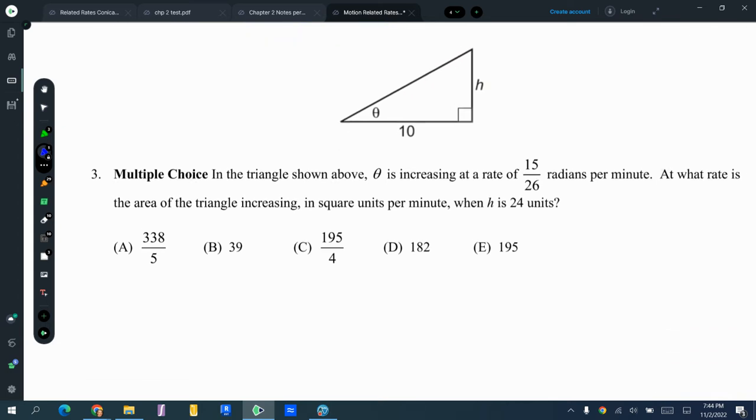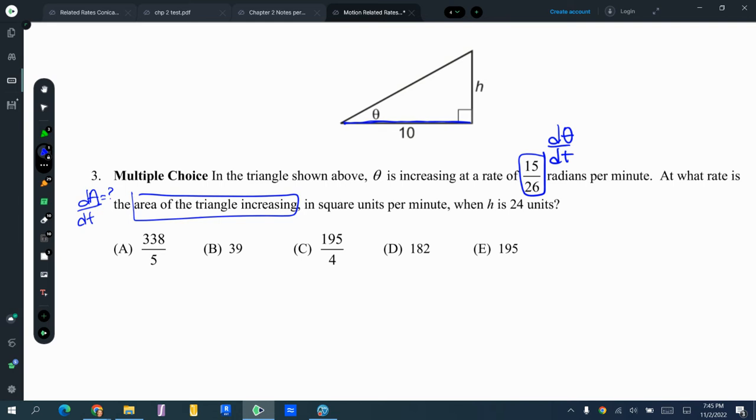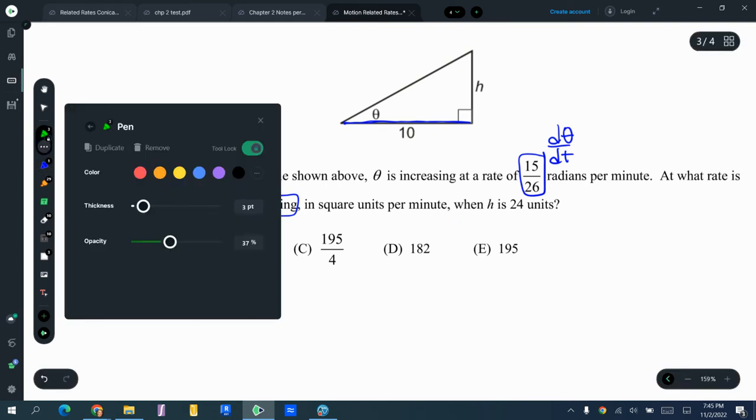In the triangle shown, we've got theta increasing at a rate of 15/26 radians per minute. So this is our d theta/dt. And you'll notice in the diagram that the base of this triangle is 10. And it's not changing, which is why it's labeled with a 10. Otherwise, they would have to put a variable in there. At what rate is the area of the triangle increasing? So we're looking for our dA/dt, when h is 24.